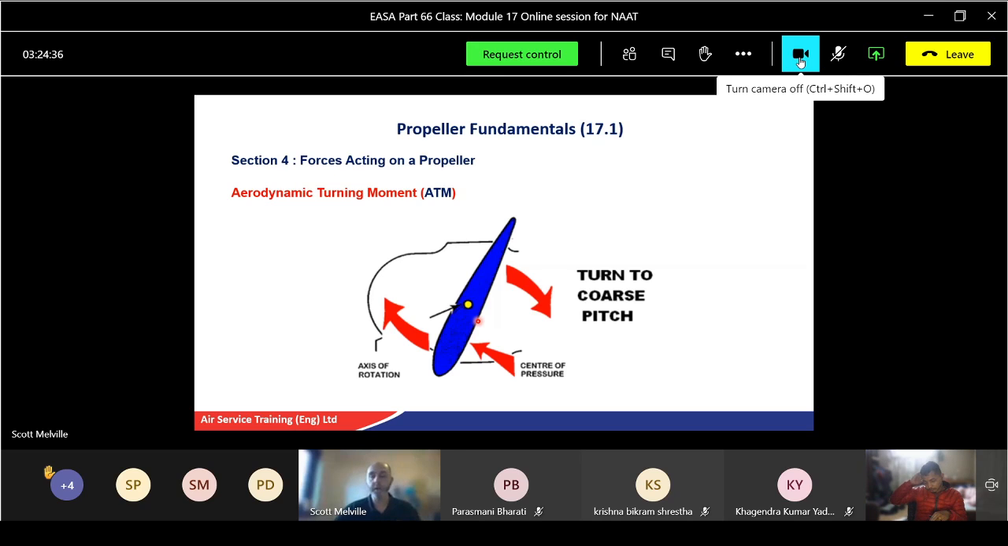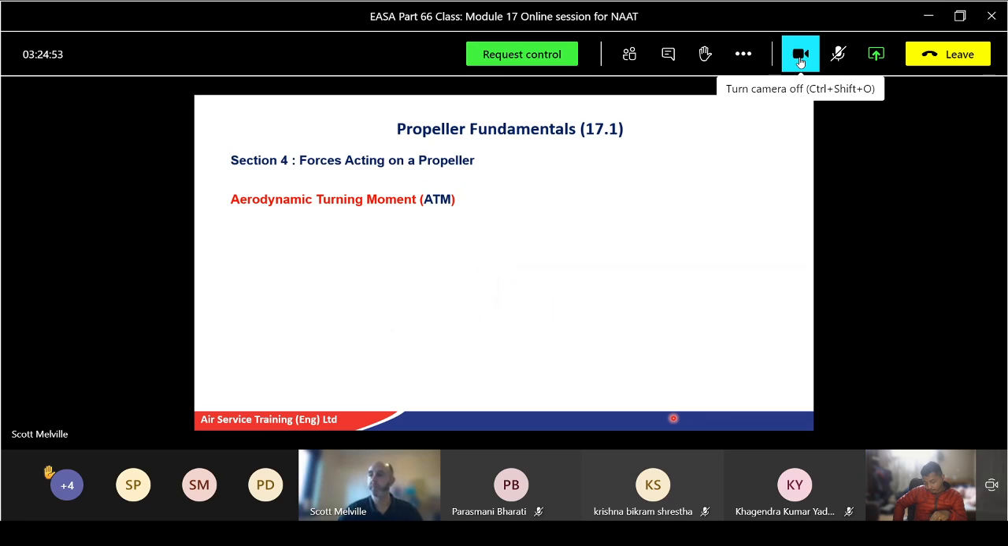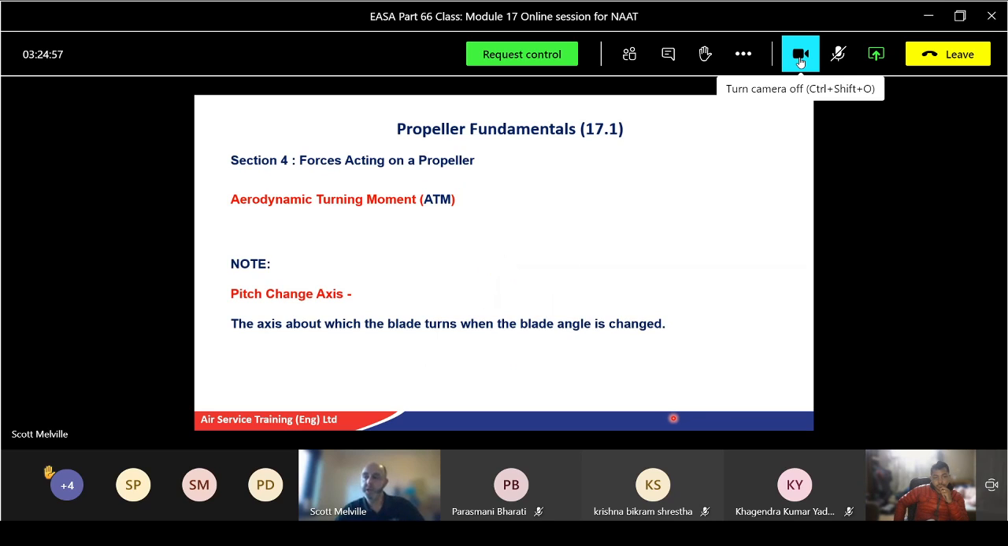Another time they fine off together is when this is windmilling. Because remember, when windmilling, you've got air coming into that side, whereas when you're spinning the propeller with the engine, you've got the pressure side this side. And just a quick note, pitch change axis: the axis about which the blade turns when the blade angle is changed. So the pivot point, that's what we call it, the pivot point.